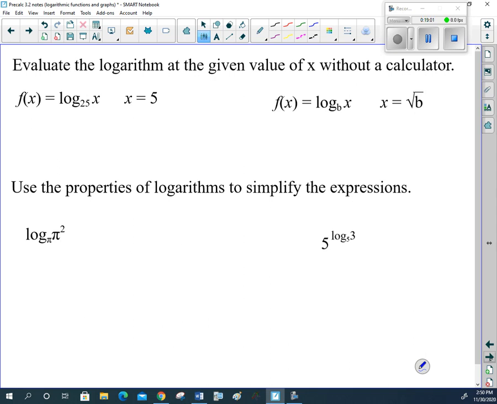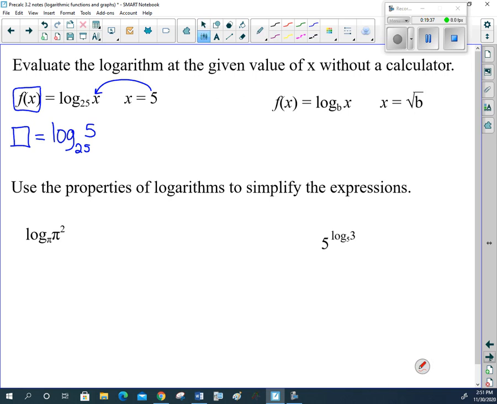Okay, so this one says evaluate the given logarithm given the value of x without a calculator. So what are we trying to figure out? If I tell you x is 5, that goes right here, and we're trying to figure this answer out right here. We don't know what that is. Log base 25 of 5. That's what I know. Well, I can't use a calculator to do logs, and I don't have them memorized in my head, so the only other thing I can do is rewrite it as an exponential.